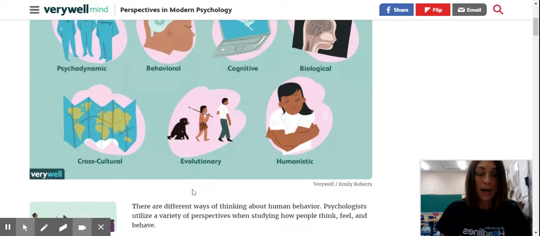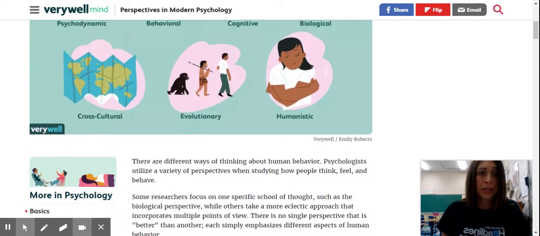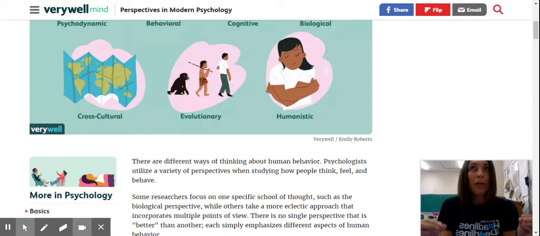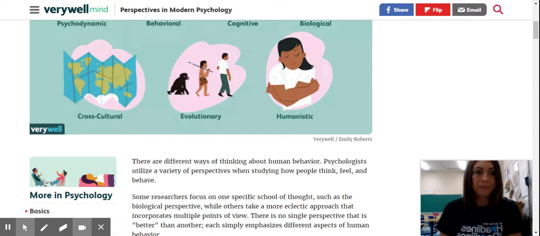What are these things? Okay. So I'm going to just read this first sentence here, and then I'm going to give you an example. There are different ways of thinking about human behavior. Psychologists use a variety of perspectives, these 7 that we just went over, when studying how people think, feel, and behave. So basically, in order to explain why people are the way they are, there are 7 different explanations, if you will, 7 different perspectives that the scientific and psychological community has adopted. So let me give you an example.